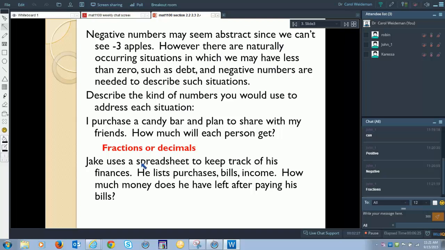And then how about this one? Jake uses a spreadsheet to keep track of his finances. He lists purchases, bills, and income, and how much money does he have left after paying his bills? What kind of numbers would Jake use in that spreadsheet? He could really use all kinds of numbers, right? Yeah, positives and negatives, and he probably also uses some decimals, because we're talking about money, so we usually have dollars and cents.